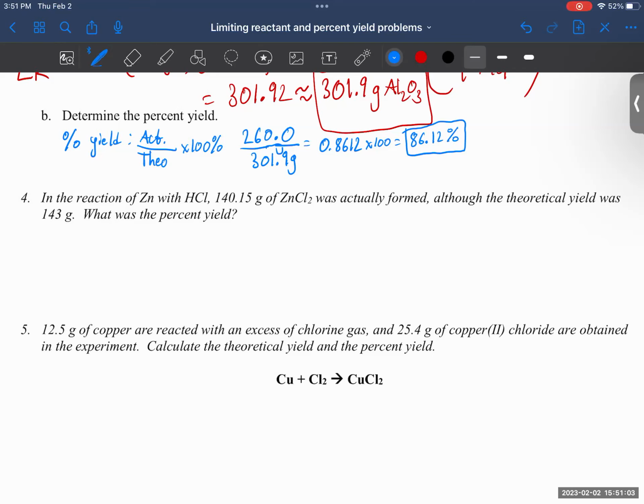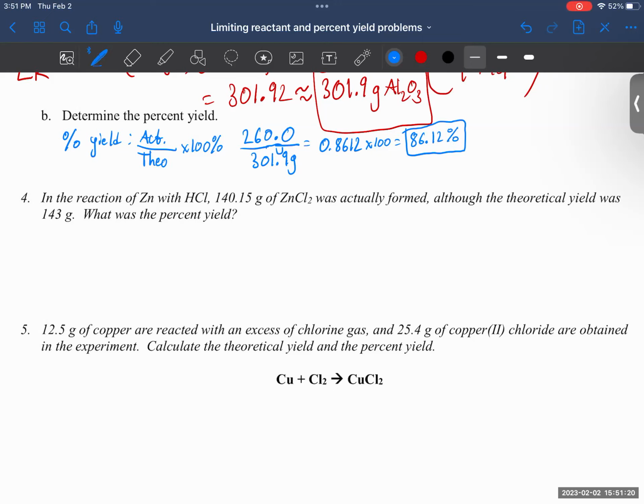If you saw our last video, it said TA shower. For the reaction of zinc with hydrochloric acid, zinc chloride was actually formed. Although the theoretical yield was 143 grams, what was the percent yield?